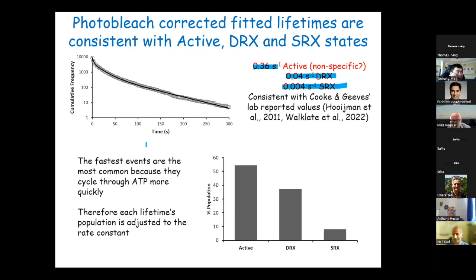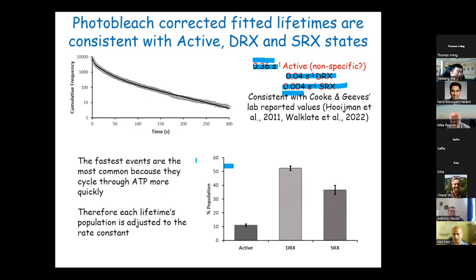The other thing we need to do to the data, before we can get to the nuts and bolts of looking at the amount of SRX and DRX, is to take into account the fact that fast events are more common. Stands to reason, if something's turning over at 0.36 per second, we're going to see many more of those than something turning over with a rate constant of 0.004 per second. So this is what our population looks like uncorrected. You have a very large amount of the active population, but if we then correct them according to their rate constants, we get the true values of the slow and medium rate constants corresponding to the SRX and DRX populations.